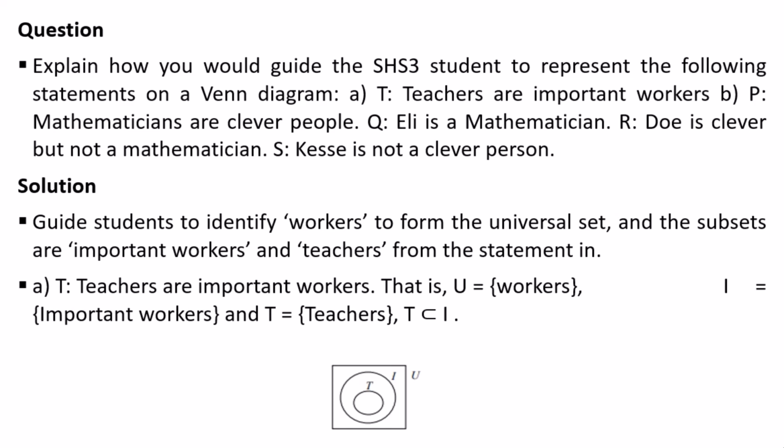Then we are saying teachers are important workers. So T will represent teachers. And the circle for teachers will be within the important workers, because teachers are important workers. So they are within the important workers. Thus, T will be a subset of I.